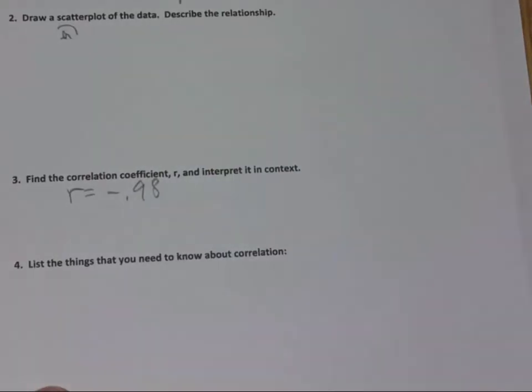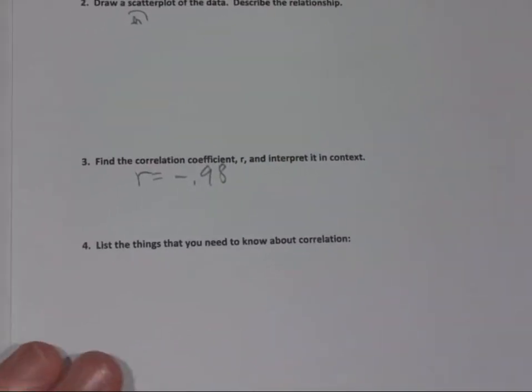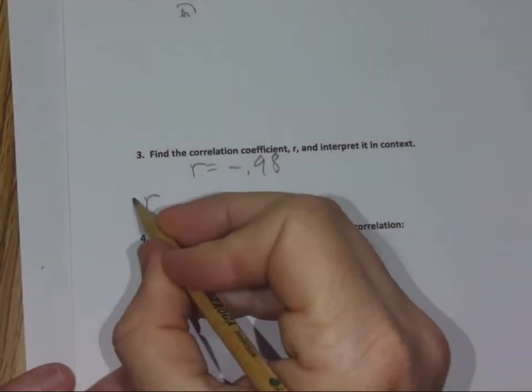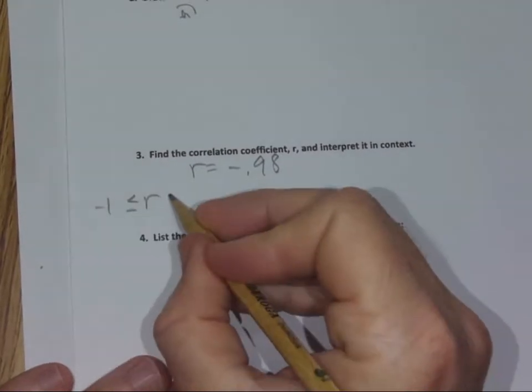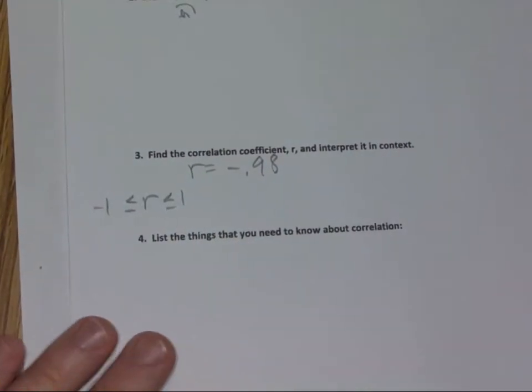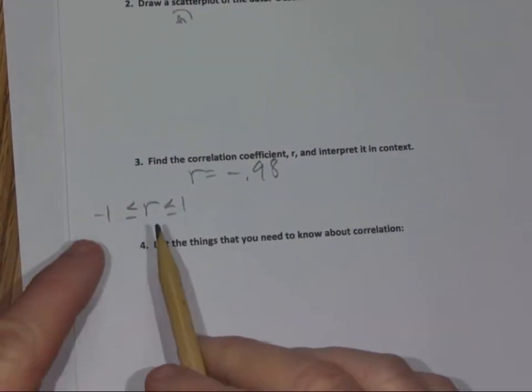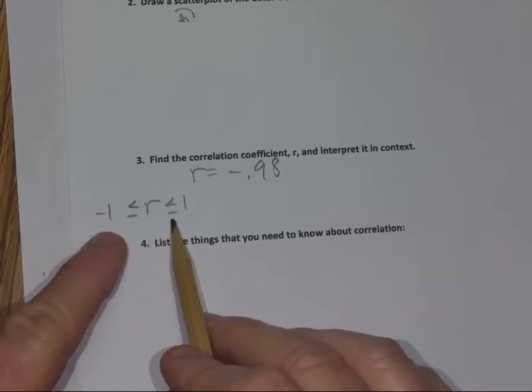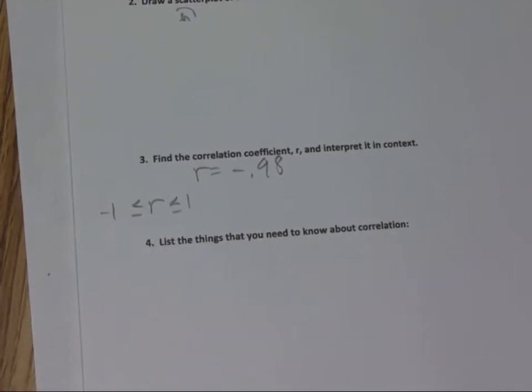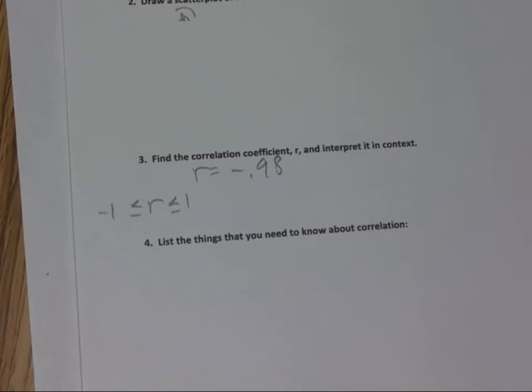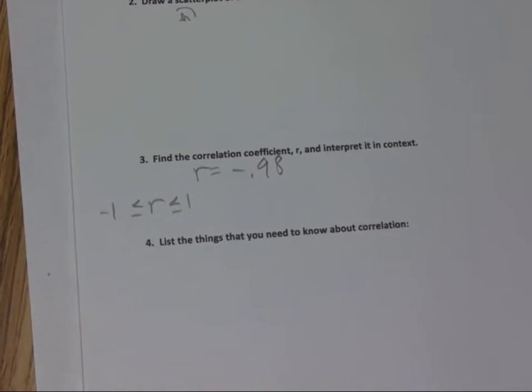It tells us two things. Now, R is always going to be a number. R is always going to be between -1 and +1 inclusive. Okay? It's always going to go from -1. So it can't be less than -1. It can't be greater than 1. And it tells you how strong your relationship is and whether it's positive or negative.